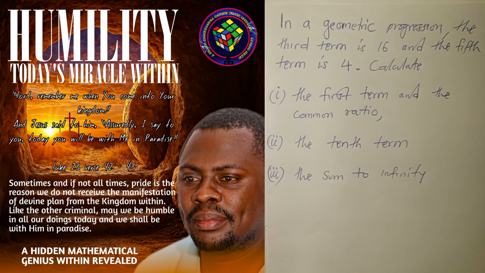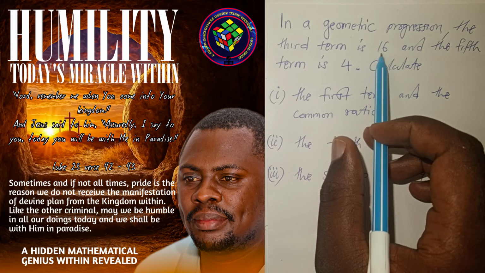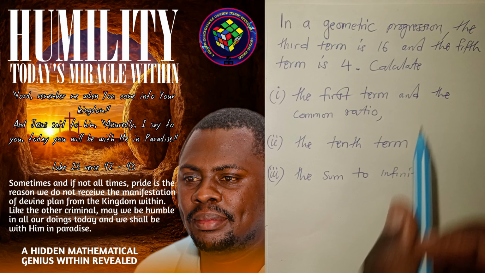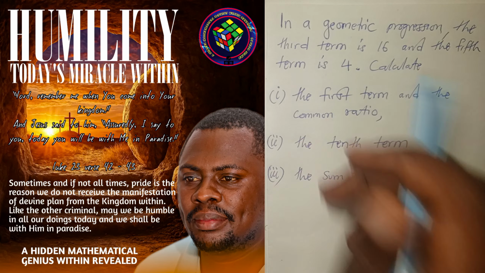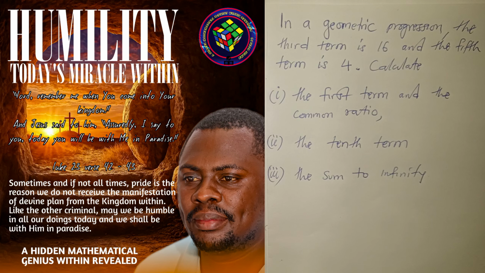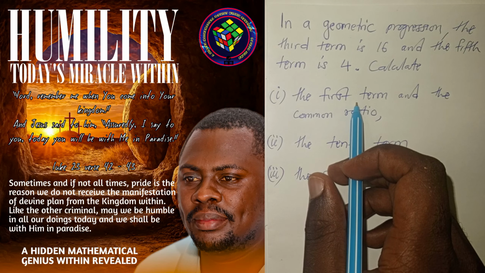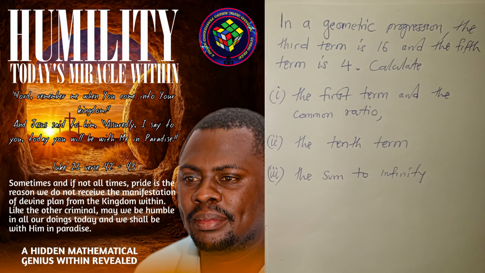This is the third video on geometric progression, and here is the question. We have a third term, which is 16, and a fifth term, which is 4. So we are going to come up with equations out of what is given, so that we solve for our first term and the common ratio.